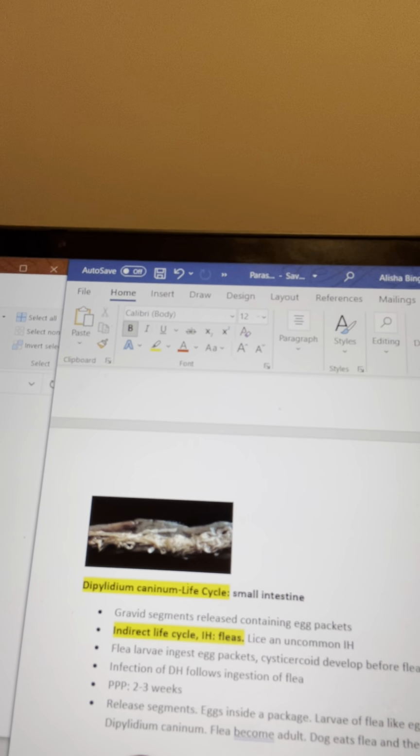We're going to start with Dipylidium caninum, which is a parasite of dogs and cats worldwide. These can be 15 to 70 centimeters. It's the most common tapeworm of dogs and cats in the United States. Here's kind of what they look like. It's kind of a small picture, but there we are.